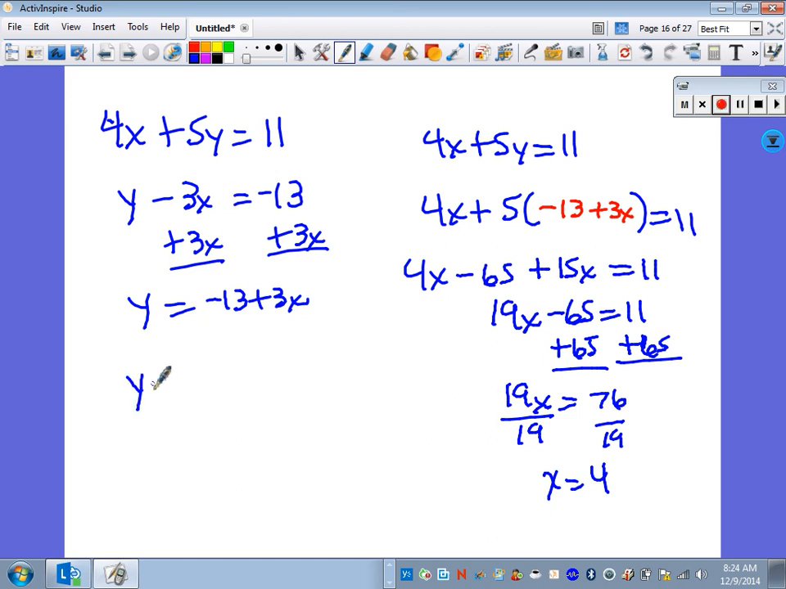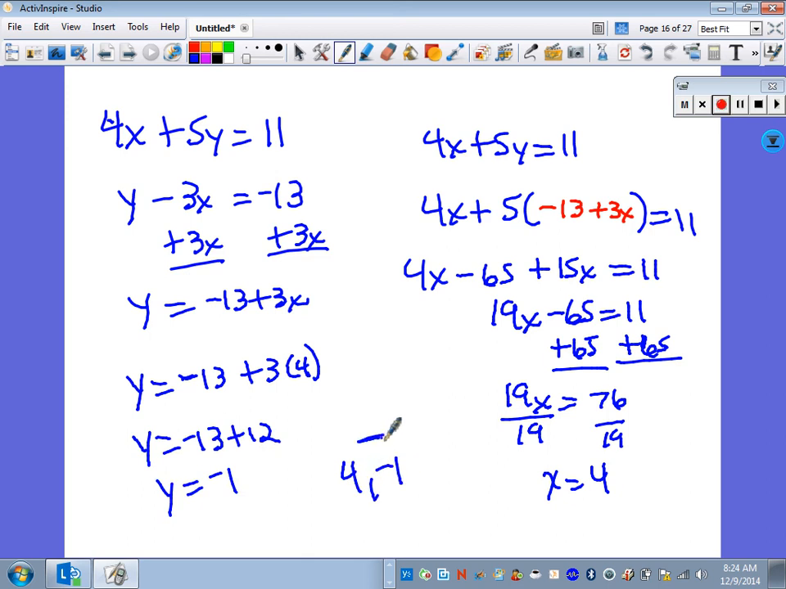So then y equals negative 13 plus 3 times 4. Now keep in mind, in order to check these to see if you're right, you plug your ordered pair back into both of them. If it works for both of them, you're good. So y equals negative 13 plus 12. Y is negative 1. So my ordered pair is 4, negative 1. Put parentheses around it, and then I'm going to put a box around it. Okay? So there's the first one.